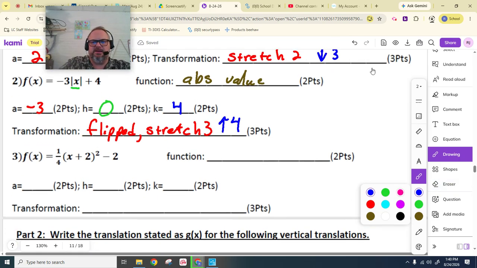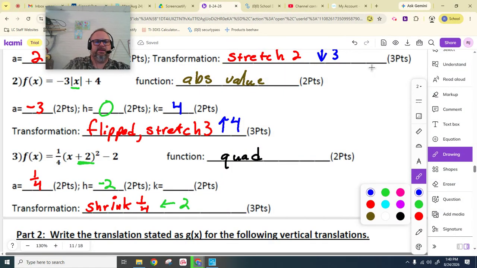Sorry. Number 3, quadratic function. All right. Our A value is 1/4, so we have a shrink of 1/4. Our H, let's see, it's written as +2, so our H value is -2. This is left 2. Our K is -2, so it is down 2.